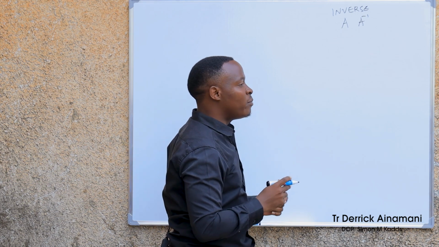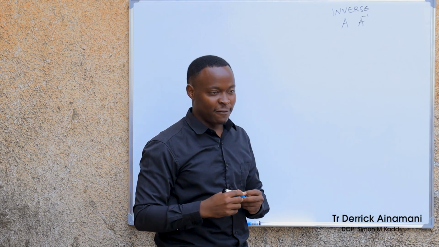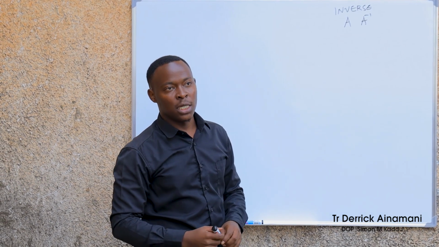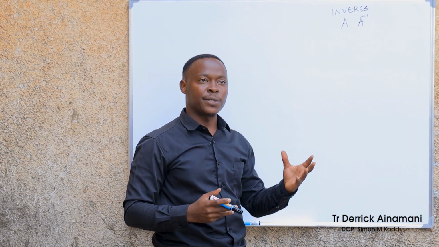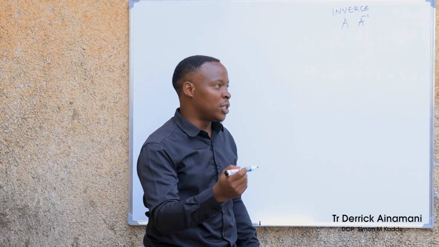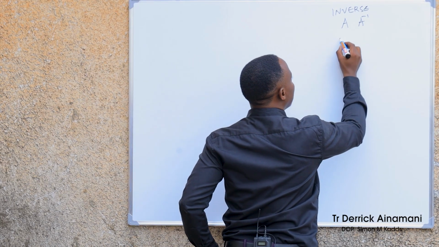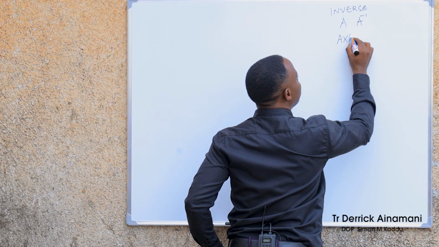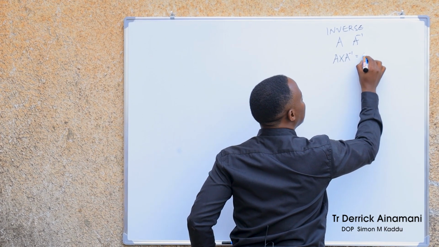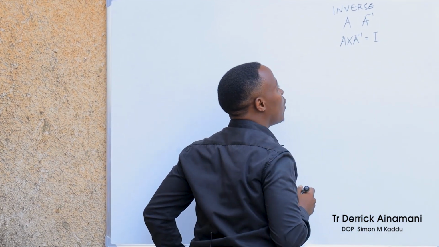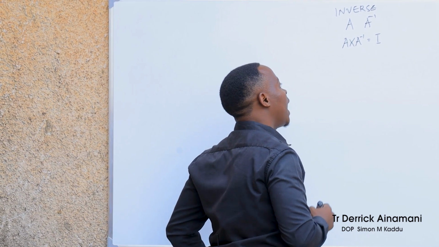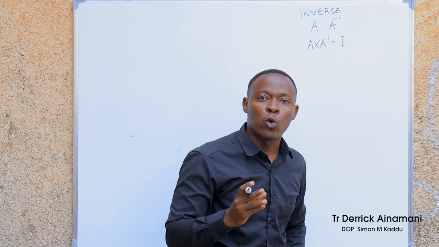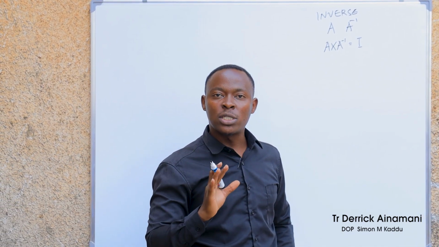Now, there are very many ways of finding the inverse, but today I'm going to be handling the formula. There is a formula and then there is another formula. Now, the first formula is a matrix A times the inverse gives you an identity matrix. Now, what is an identity matrix? An identity matrix is a matrix which has the leading diagonal as 1, 1 and the rest 0, 0.